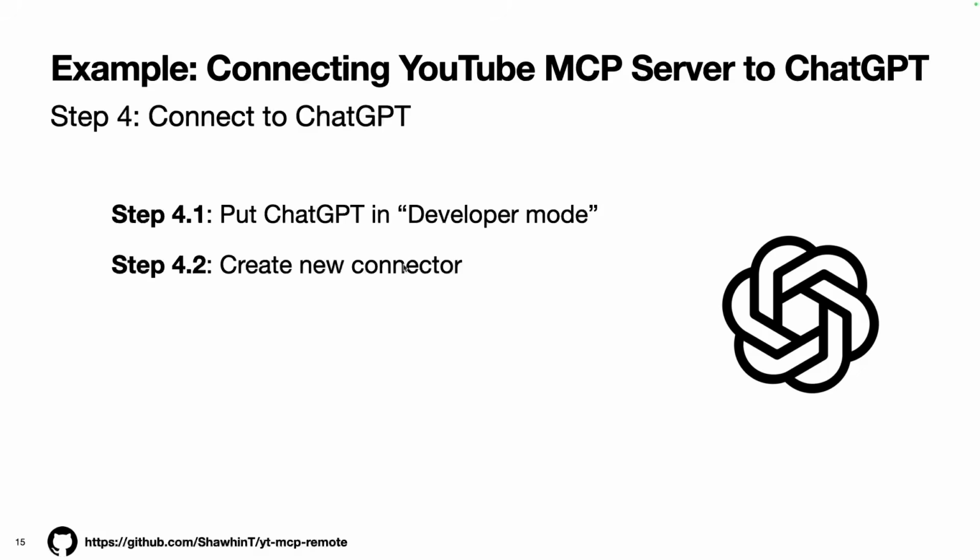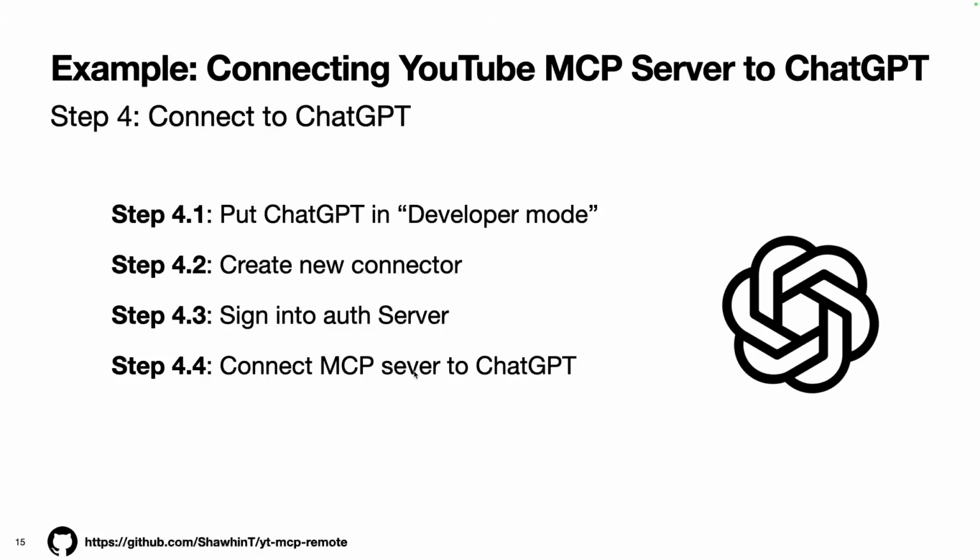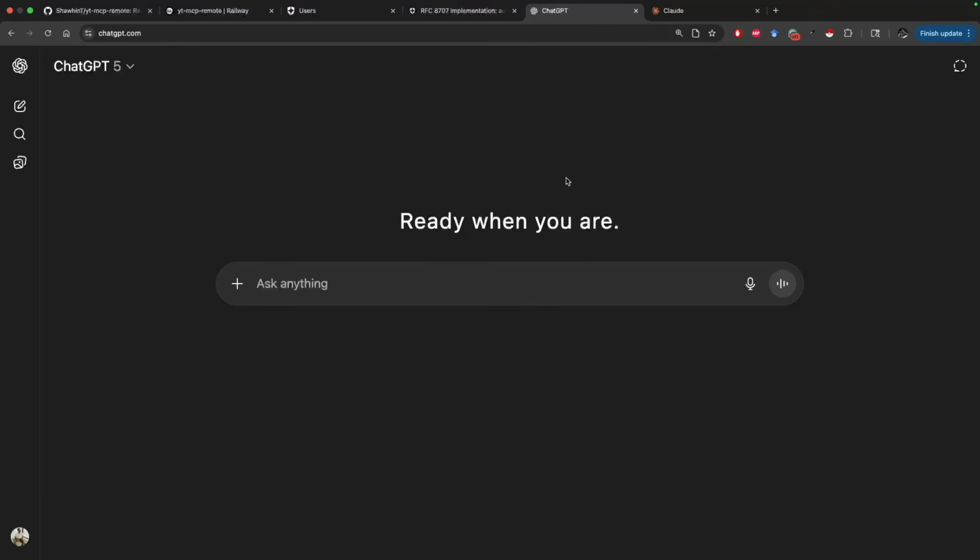Then we'll create a new connector. Then we'll sign in to our auth server. Then we'll connect our MCP server to ChatGPT, and then we'll actually use our MCP server. Here we are in ChatGPT.